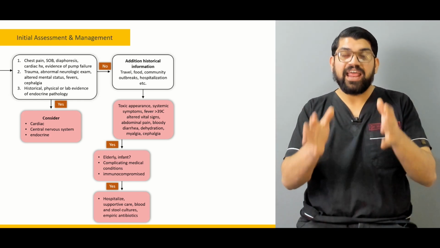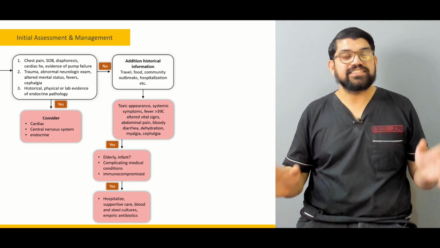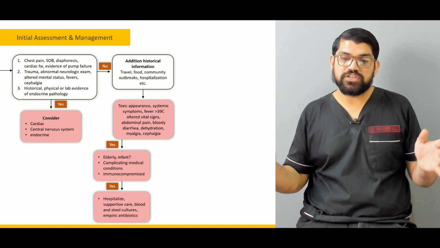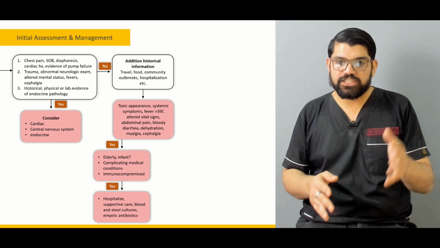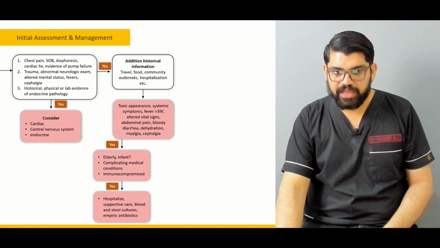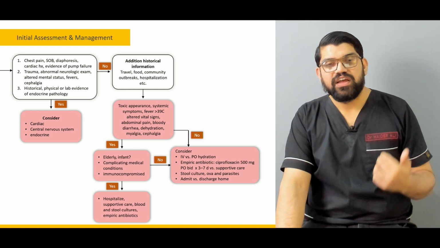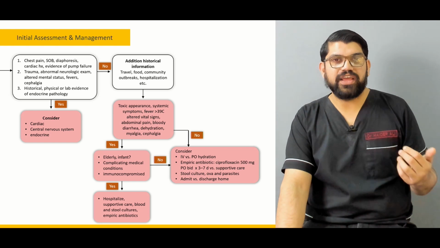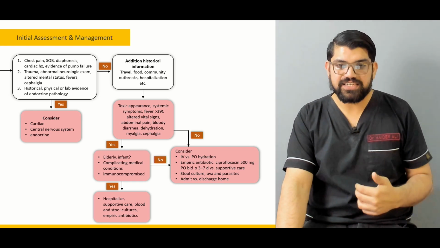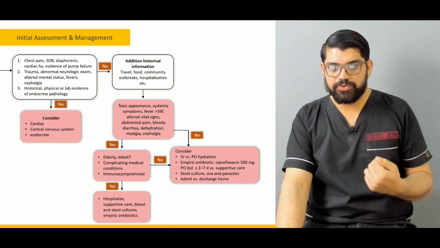So let's review again. If the patient has abnormal vital signs and is elderly or an infant, within the two extremes, and has multiple comorbidities or is immunocompromised, this patient needs admission and empirical antibiotics. If there are no signs of toxic appearance or shock or any other altered vital signs, this patient could be given a trial of per oral or IV hydration.